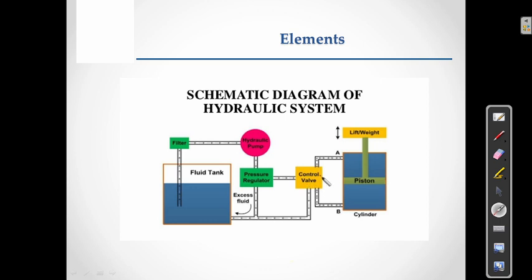How it will work, whether it will go from up to down or down to up, depends on this control valve, and the operation will move accordingly. If the fluid is coming from up to down, then the piston will move downwards. After releasing it, the piston will move upwards. Likewise, the operation happens in the hydraulic system.